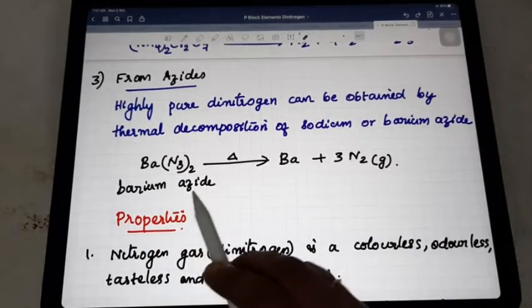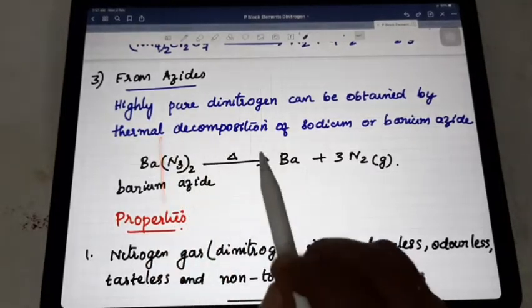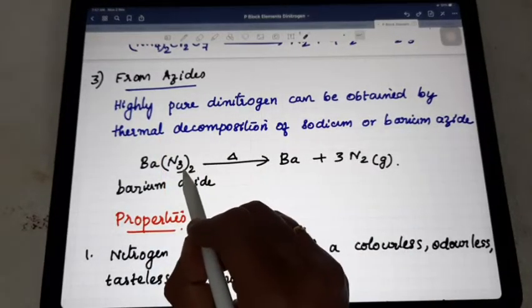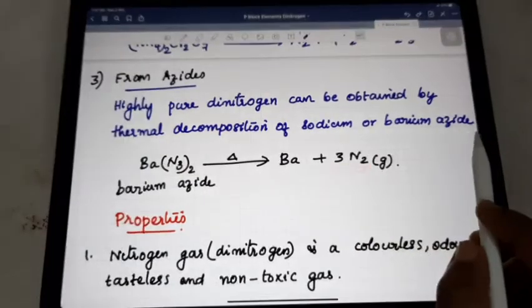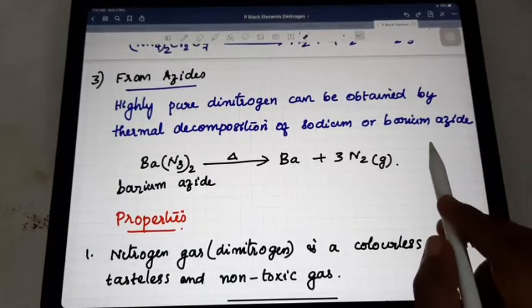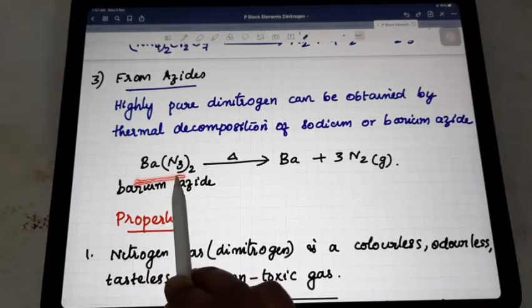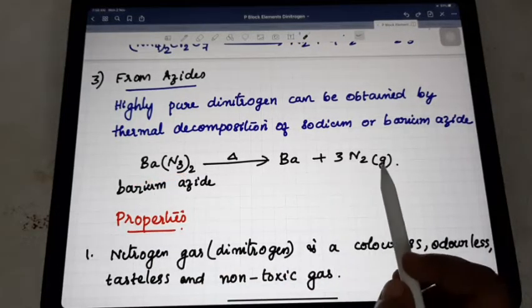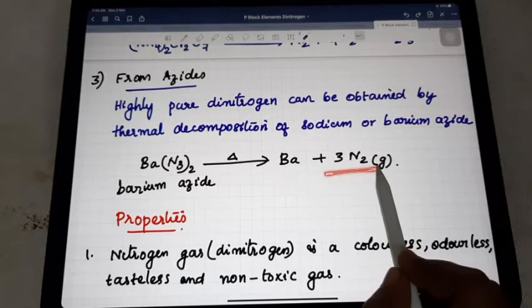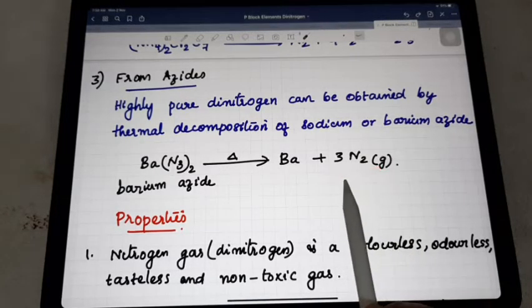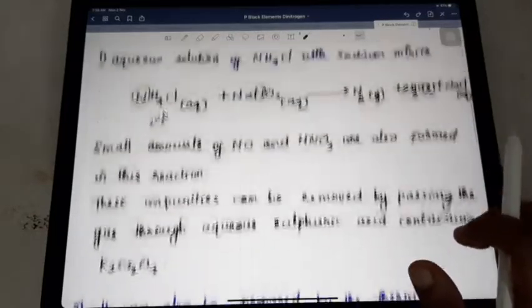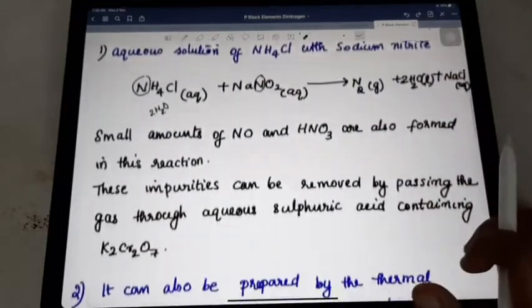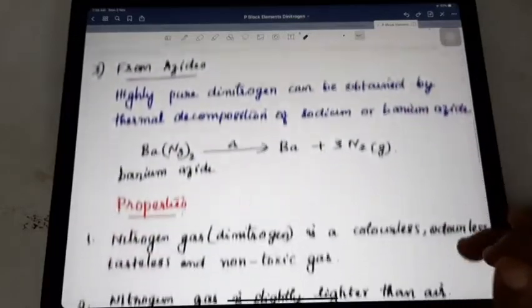On thermal heating, what happens? Here splitting occurs. 6 nitrogen are there, and we need dinitrogen, so 3 molecules of nitrogen. Dinitrogen is formed. From barium azide or sodium azide, you can prepare this dinitrogen. Due to this method of preparation, the dinitrogen is highly pure. So it is a very important chemical reaction. So we mainly discussed 3 laboratory methods of preparation and also 1 commercial method of preparation.